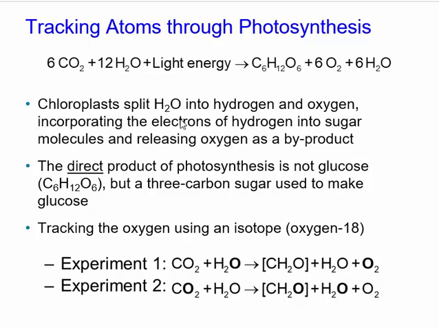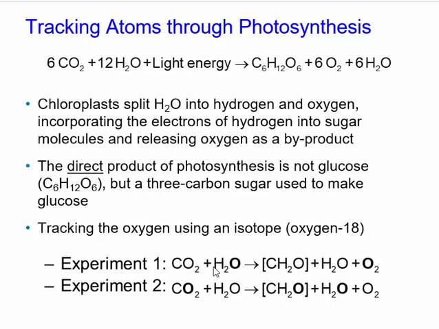So we could have a couple of questions. Does the oxygen come from, say, the carbon dioxide that's feeding in, or does it come from water? And so you could set up an experiment here, like I'm showing you here in the bottom. You can use an isotopic oxygen, oxygen 18. And so here we're going to use isotopic water.